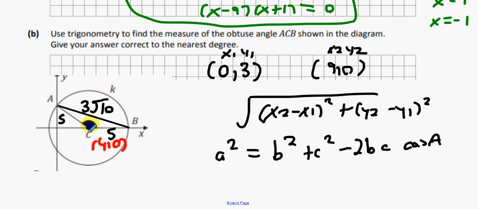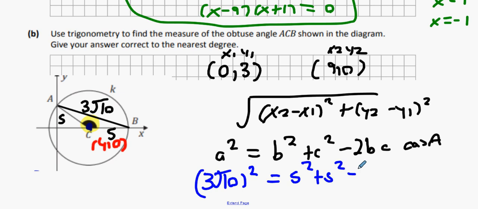No, it has to be opposite the angle. The angle has to be looking at it. Oh, I did actually write that. So 3 root 10 squared, yeah. And then 5 squared plus 5 squared minus 2 times 5 times 5 cos A.